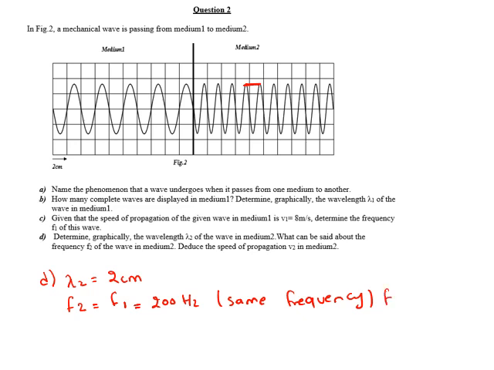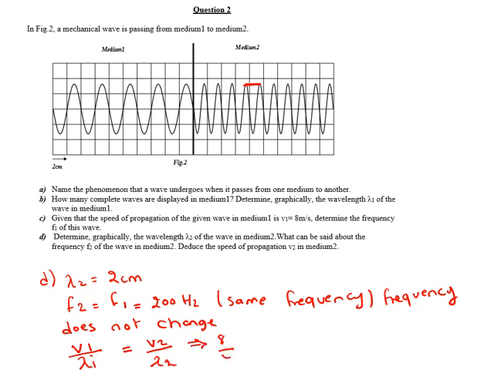Since frequency does not change in reflection and diffraction, then v1 over lambda 1 equals v2 over lambda 2. Therefore, 8 over 4 equals v2 over 2. Then v2 equals 8 times 2 over 4, equals 4 meters per second.